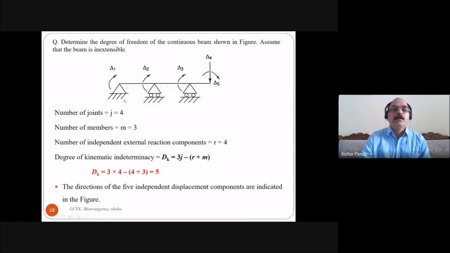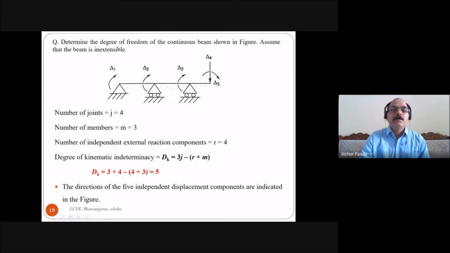And then the number of independent external reaction components. How many? Here 2 reaction components. Here 1 reaction component. And here 1 reaction component. So 2 plus 1 plus 1, 4 reaction components. Then using the inextensibility of the member case, you can find out the degree of kinematic indeterminacy. Using this inextensibility formula, 3j minus r plus m. So 3 into 4 minus 4 plus 3 is equal to 5. So the degree of kinematic indeterminacy is equal to 5.